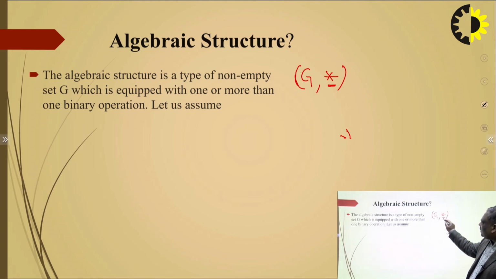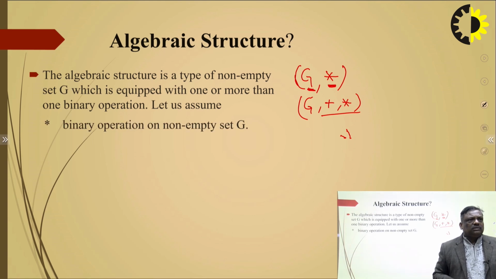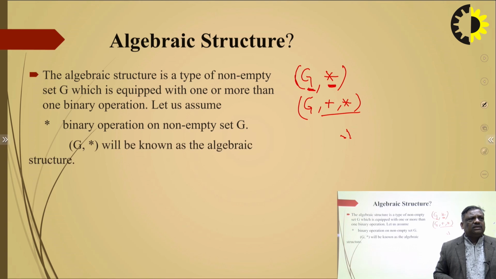Under this binary operation, this set G is an algebraic structure. We can have more than one binary operation also. Here this one is the addition, this one is the multiplication. So, we have binary operations on the non-empty set G, and G star, that means multiplication. We have many types of binary operation, so it is known as an algebraic structure.